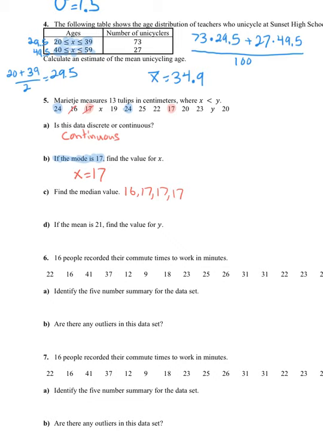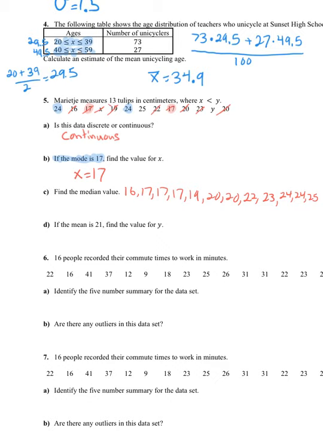So 16, 17, 17, 17, then we had a 19, 20, 20. Oh, see, so there was a 20 as well, there were two 20s. So that's why 17 would have to have 3 spots. And then 22, 23, 24, 24, 25. And there's also the y that's somewhere in this data set as well. But we don't know where the y is.